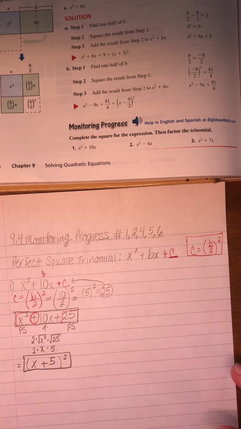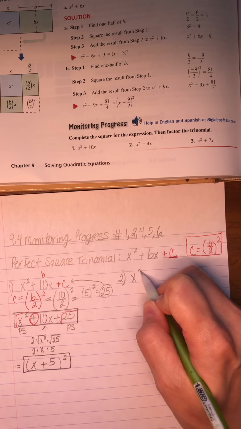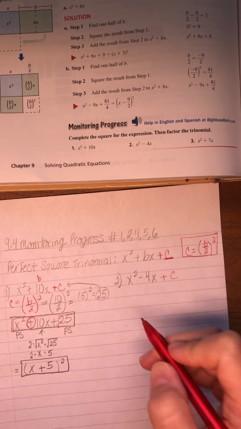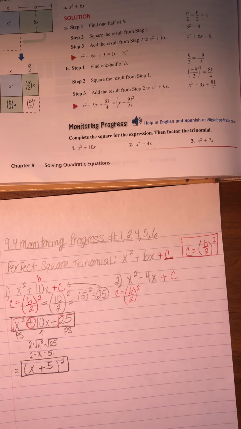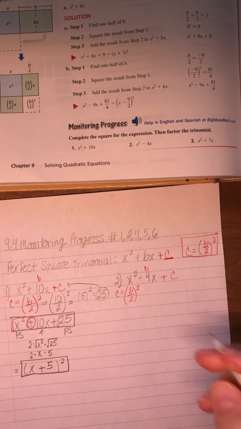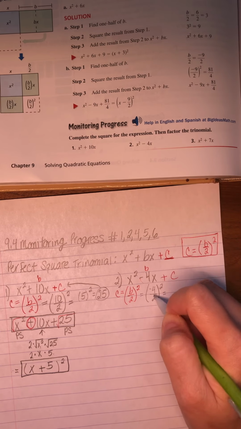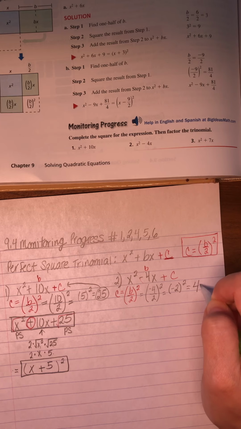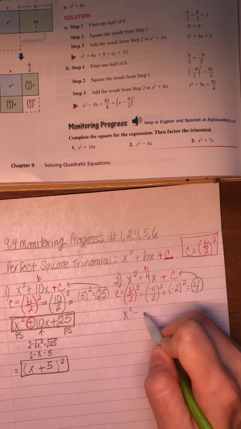Okay, let's do another one just like that. We're going to do number 2. I'm getting this from our book, Monitoring Progress 2, x squared minus 4x. Again, our first step is to find the c, and we're going to use the formula, which is b over 2, the quantity squared. Our b in this expression is negative 4. Make sure you use negative 4. So we're going to have negative 4 over 2 squared. Let's divide first to get negative 2 squared, and this becomes positive 4. So this 4 is going to be our c. Let's rewrite the expression with the c included.